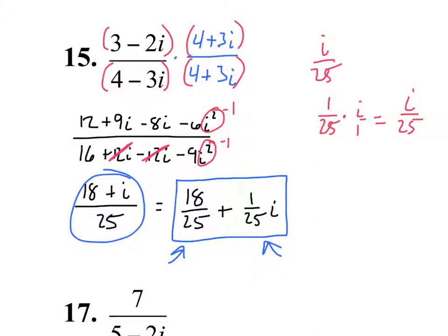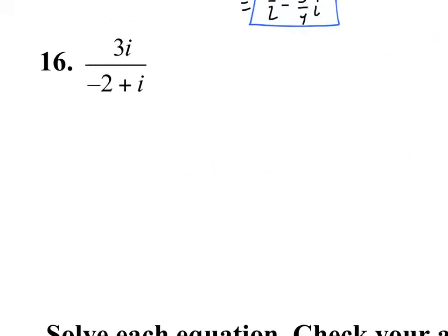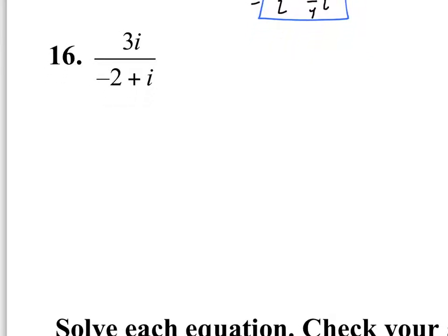I want you guys to try one on your own. Why don't you guys do number 16? Ready, go. Okay, so first off, we should have all gone through and multiplied the top and bottom by the conjugate, which in this case is -2 minus i. Because remember, all that changes is the plus or minus in the middle, not the number out in front. So that -2 stays -2.